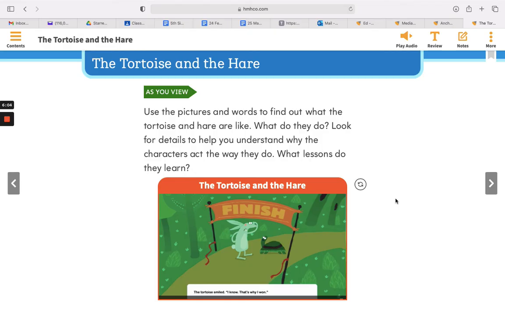So that lesson, we can learn that lesson from the story, The Tortoise and the Hare. Slow and steady wins the race. If we just keep working at it and keep working at it and keep working at it, you'll get to where you want to be. And so that is a lesson that we can learn from the story, The Tortoise and the Hare.